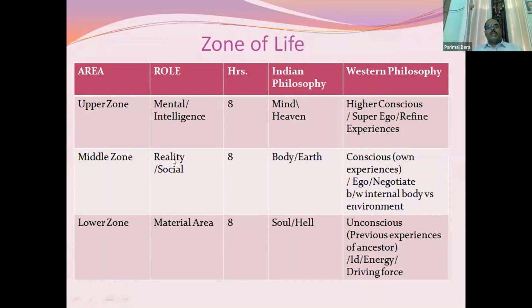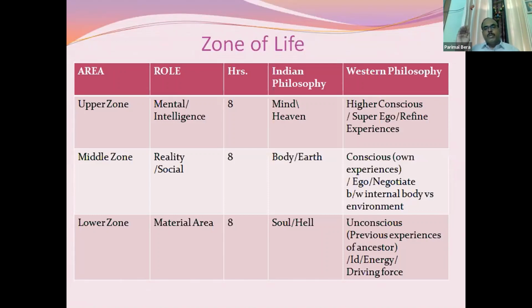And the upper zone letters basically reflect our mental level, or the intelligence level, or it may be the higher consciousness, the superego and the refined experience. So basically it is our driving force, and it is our directing force. Even in ancestral times, as you know, the pilot or the sailor would notice the position of the sun, the position of the moon, to get the road direction.